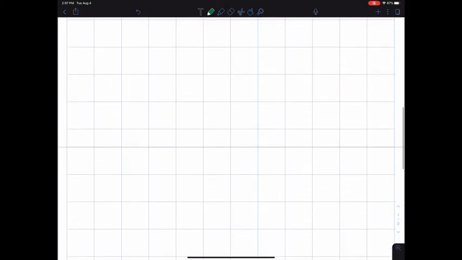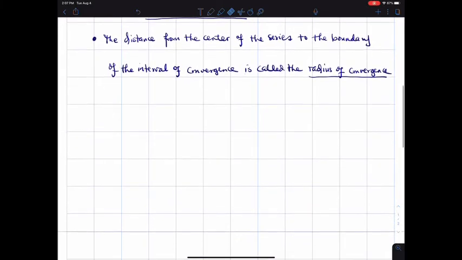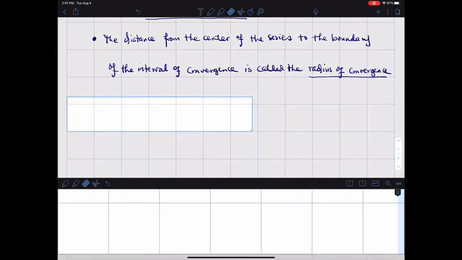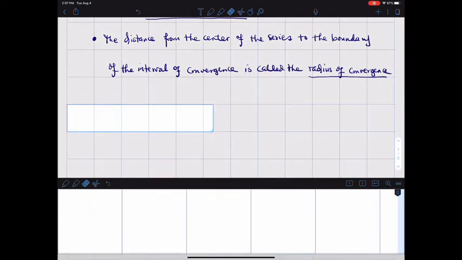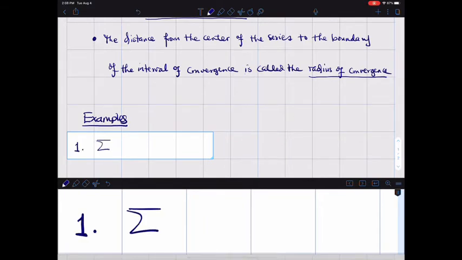Now, well, the best way to learn in math is usually to do some examples. So let's look at some examples. We're going to look at examples where we're going to be looking for the interval of convergence and the radius of convergence. So let's look at some power series. So we have examples. The first one, let's look at the series k from 0 to infinity of x to the power of k over k factorial.